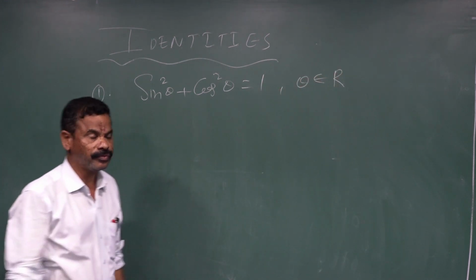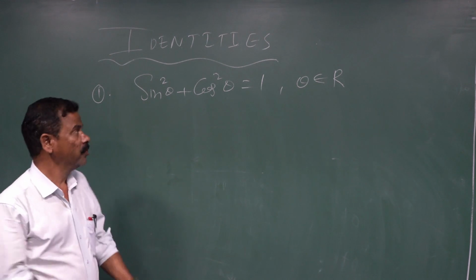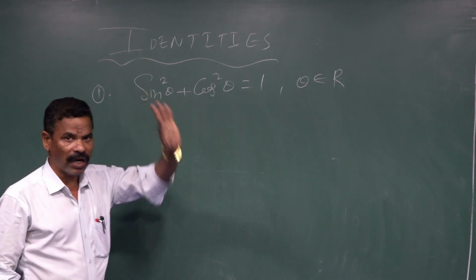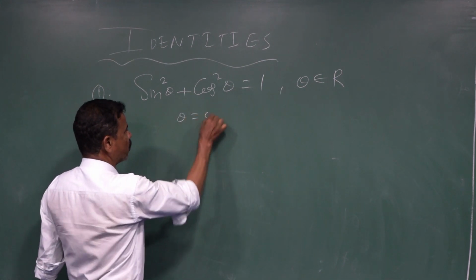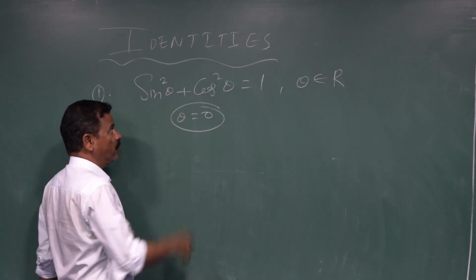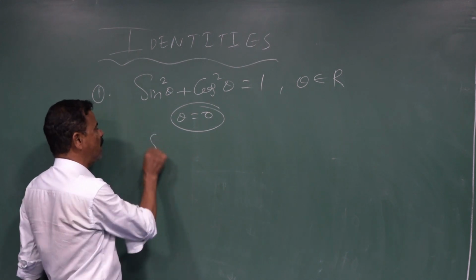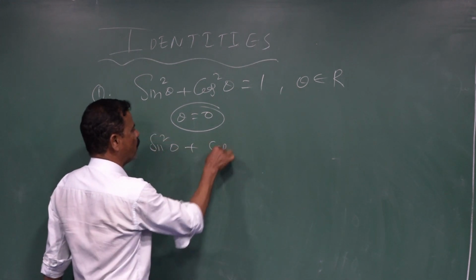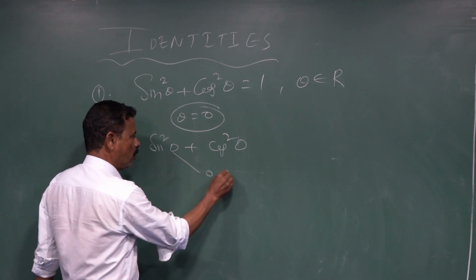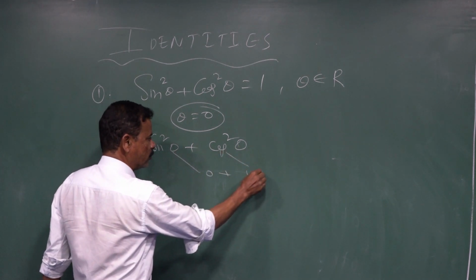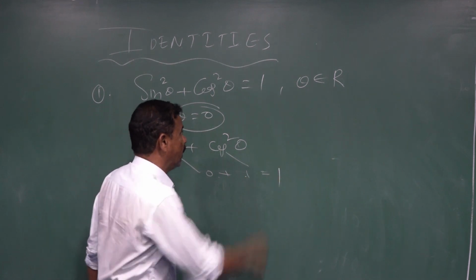Theta is any value. Sin square theta plus cos square theta is equal to 1. Just checking, suppose theta is equal to 0, whether it is correct or not. Sin square 0 plus cos square 0. Sin 0 is 0, cos 0 is 1. 0 plus 1 is equal to 1. The right hand side is 1.